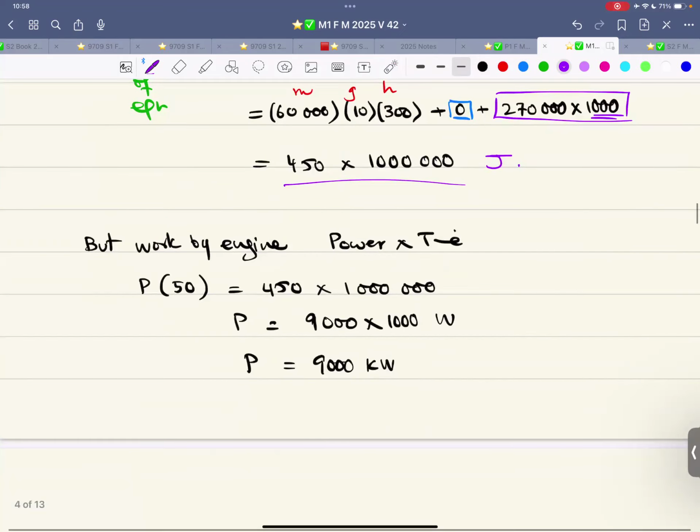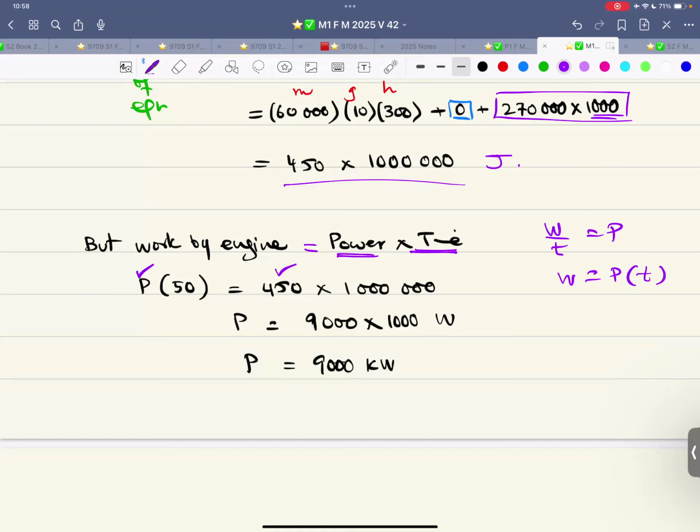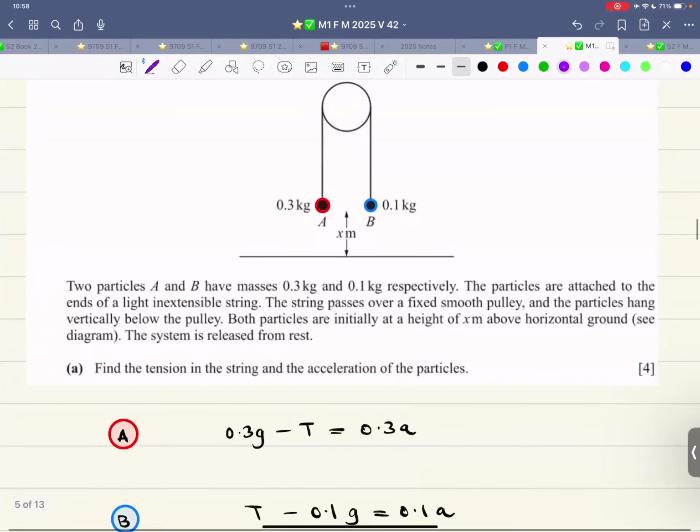But work done by the engine, it's power times time, because power is rate of work done. So work divided by time is power. Therefore, work is power times time. So this is power, this is time, that's the work done. And then you get the value of P, which is 9,000 kilowatts. So 3 questions are down.